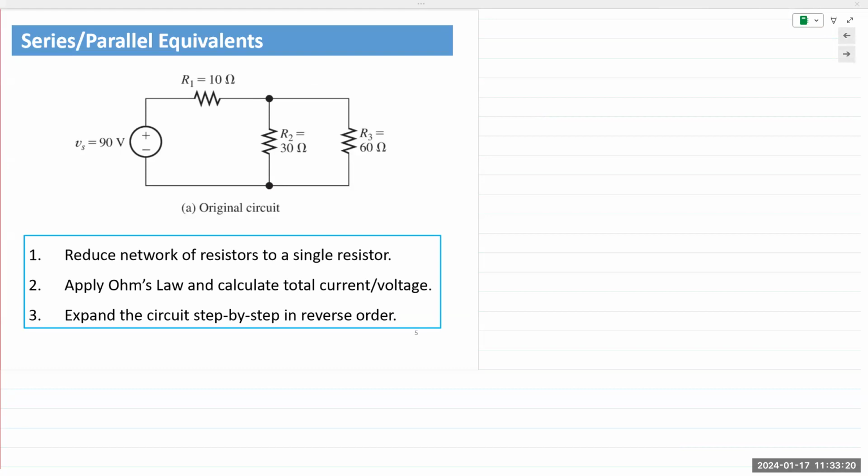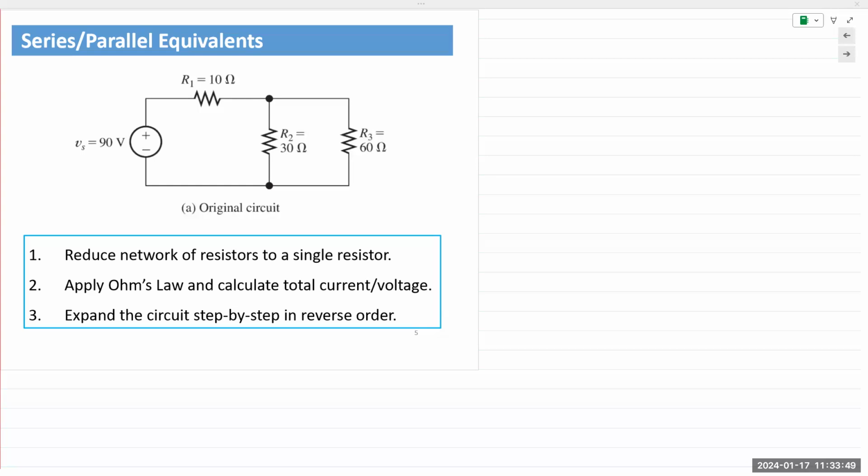So in this circuit, we have a bunch of resistors and we are given a source. In this case, the source is a voltage source. Our job is to figure out the voltages and currents that appear in the circuit. And in this case, we have three resistors, R1, R2, R3. So we need to figure out the voltages and currents for the three resistors in that circuit.